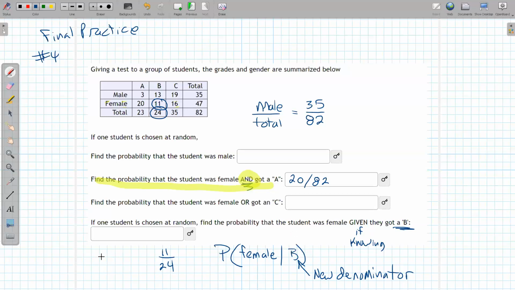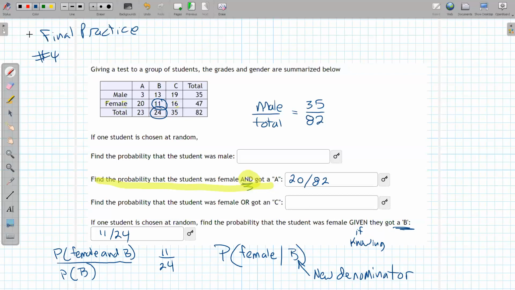And there was a formula given for that in the book. It said, find the probability of being female and having a B, and divide by the probability of getting a B. And the probabilities are similar to the counts. So I did it by finding the count of females who got a B, dividing by all the people who have a B. That's kind of the simpler version of it, I think. So the key with the given, if, or knowing is you have a new denominator. So this one here should be 11 out of 24.